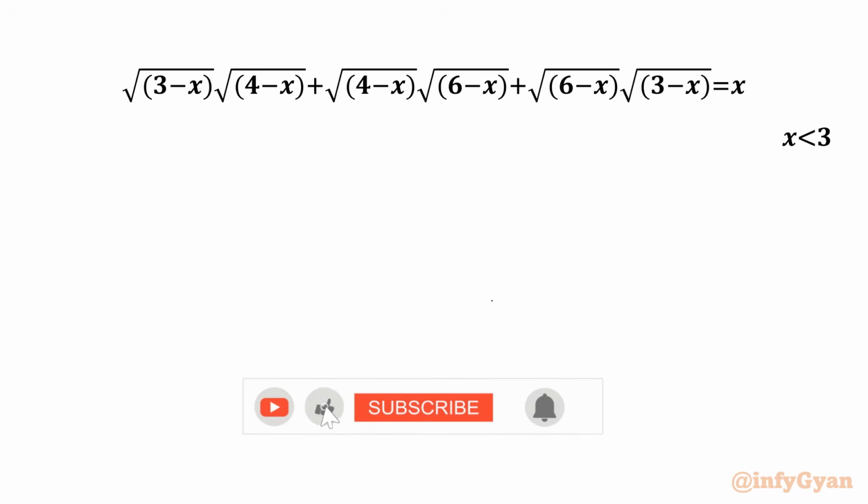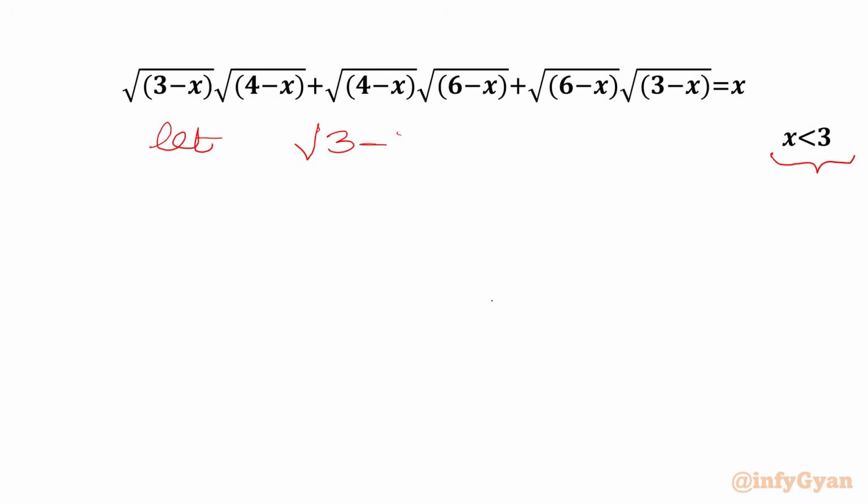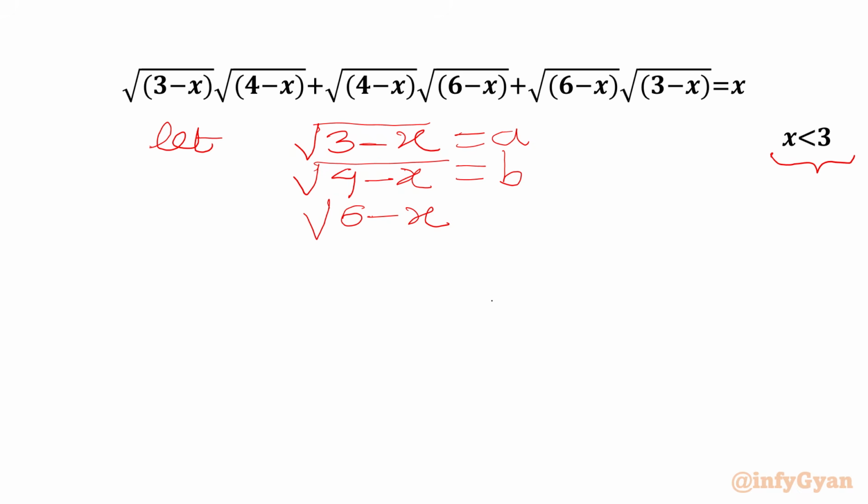Today in this video we have another very interesting question from radical equations, given that x is less than 3. So let's get started straight away with our substitutions. We'll consider square root 3 minus x equal to a, square root 4 minus x equal to b, and square root 6 minus x equal to c.